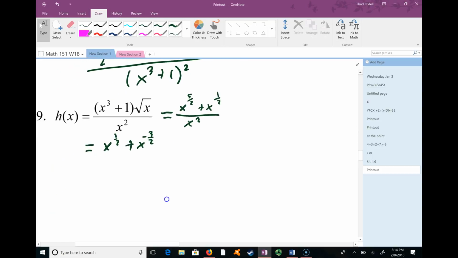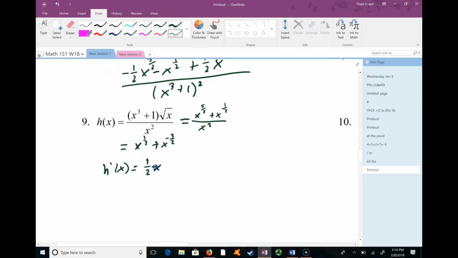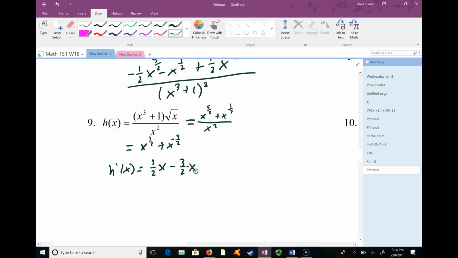And now I'm ready to take the derivative. So h prime of x would be equal to 1 half x to the negative 3 halves, minus 3 halves x to the negative 5 halves. And that's it. That's pretty slick.